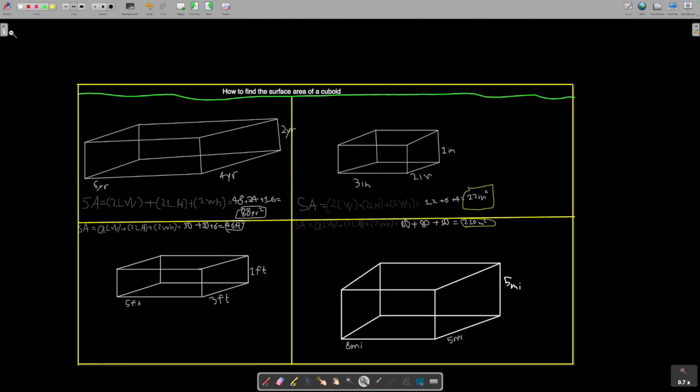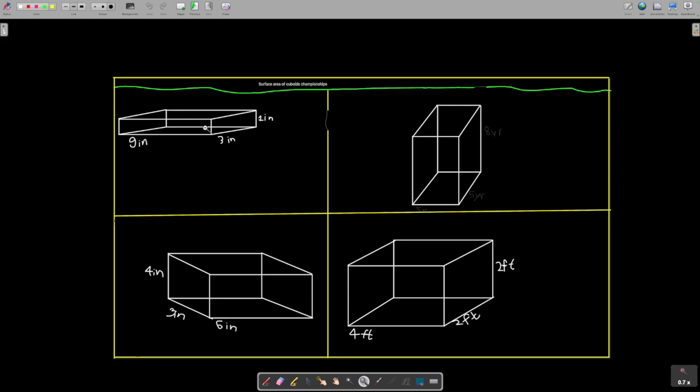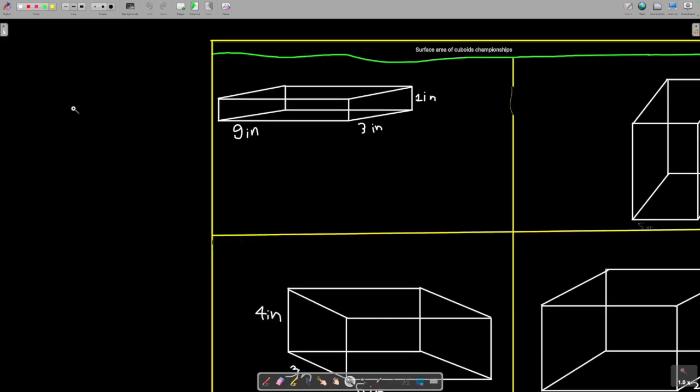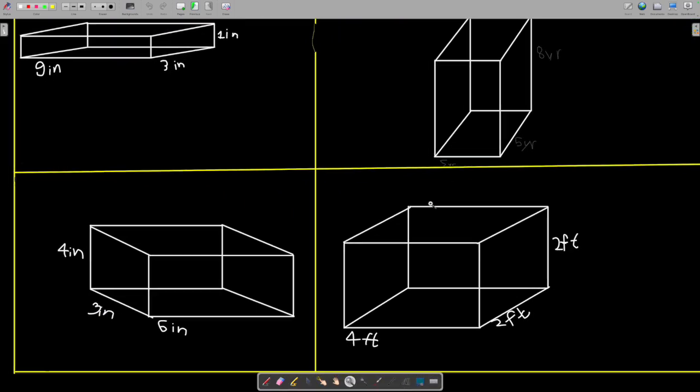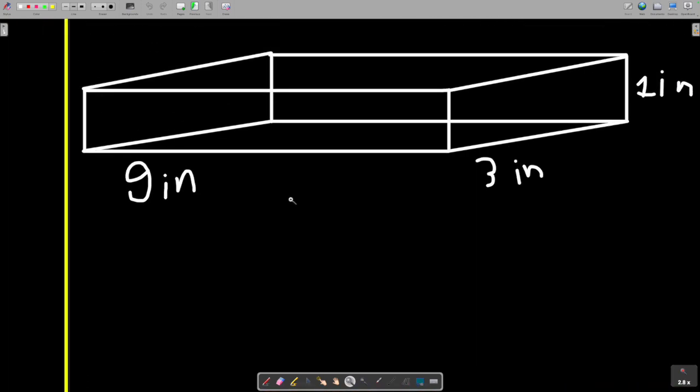So now let's move on to the Surface Area of Cuboids Championships. We're gonna have 4 examples. It's a little complicated, but it's okay. Let's go to this one first.